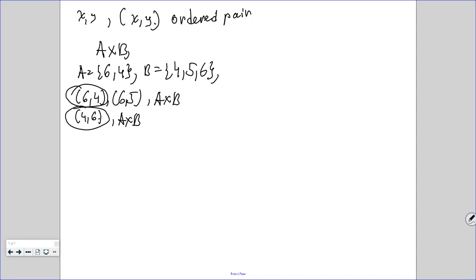Now let's define what we mean by Cartesian product. So the Cartesian product is the set of all elements (a, b) such that a is in A, b is in B. Now we are going to talk about one of the important topics in mathematics, functions.